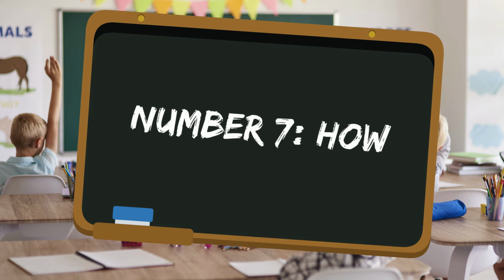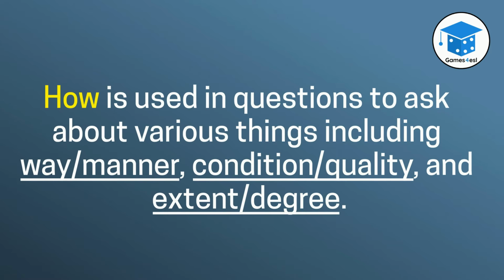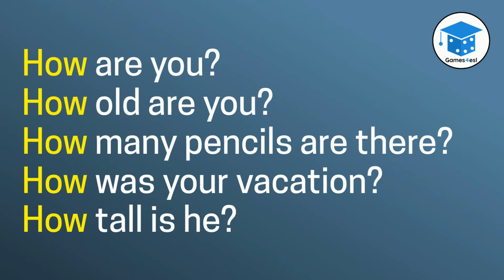Number 7. How is used in questions to ask about various things including way, manner, condition, quality, and extent, degree. For example, how are you? How old are you? How many pencils are there? How was your vacation? How tall is he?